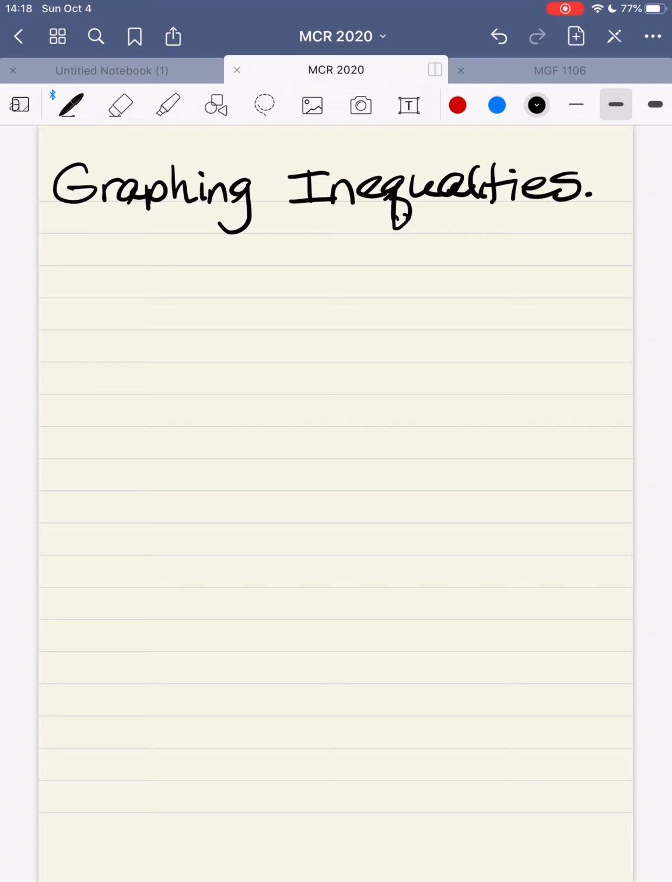Okay, so today we're going to talk about graphing inequalities. When we're talking about inequalities, we're talking about things that have less than, greater than, less than or equal to, greater than or equal to. All right. And if we're graphing less than or greater than strictly, we used an open circle. When we graph less than or equal to or greater than or equal to, we did a solid circle.